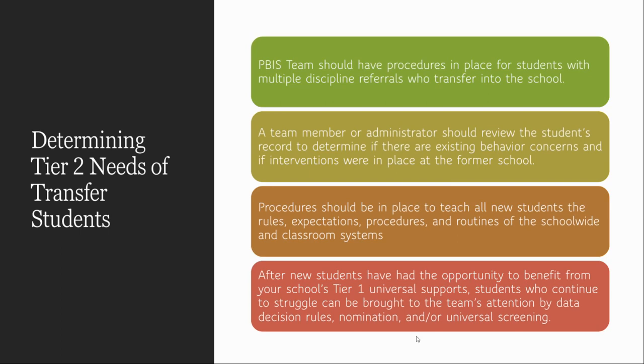After new students have had the opportunity to benefit from your school's Tier 1 universal supports, students who continue to struggle can be brought to the team's attention by data decision rules, nomination, and or universal screening. So we always want to give those students a chance to be explicitly taught and receive those Tier 1 universal supports, those new students coming in. If we find that those are not sufficient, then we want to begin using those data decision rules and our student identification process to determine if those students need those tier two supports.